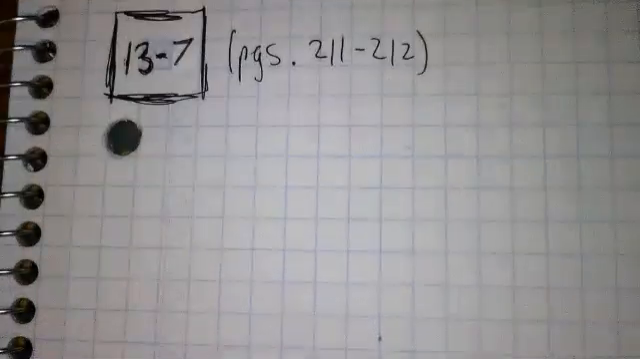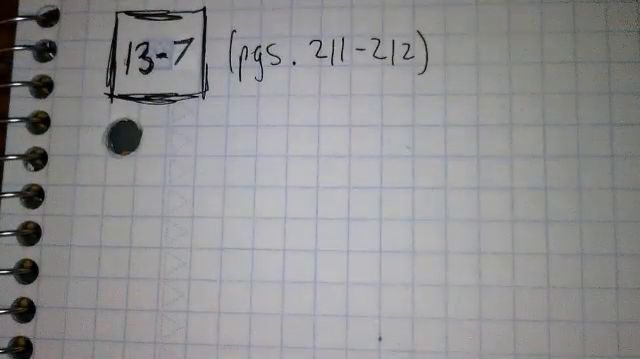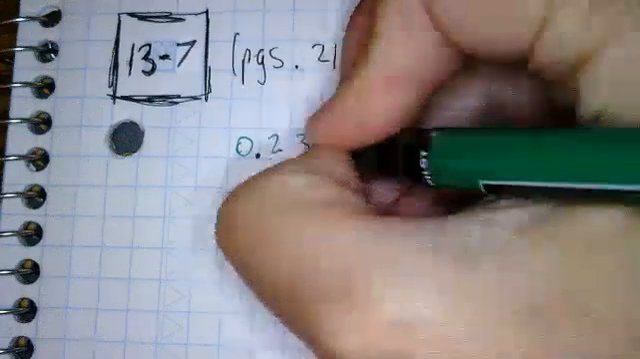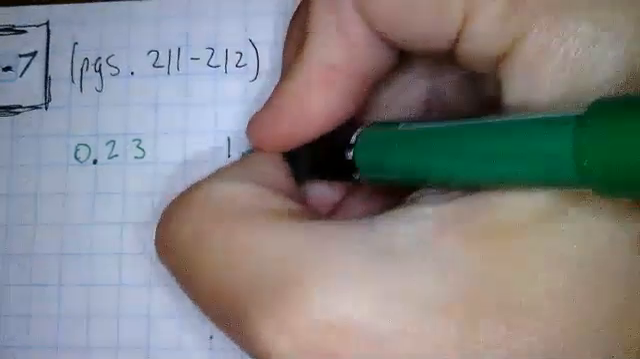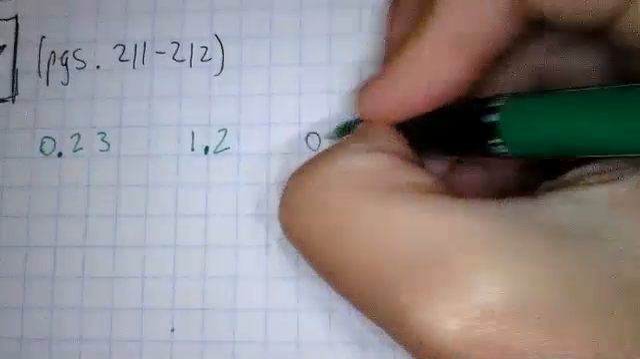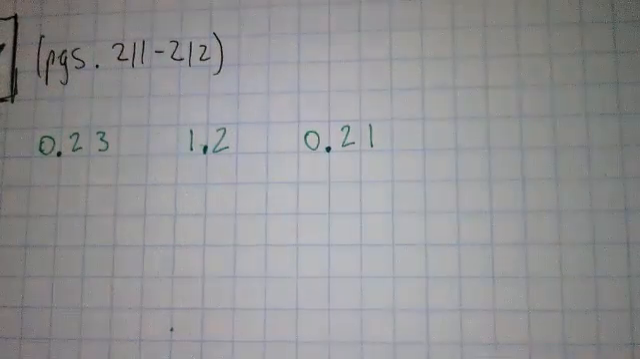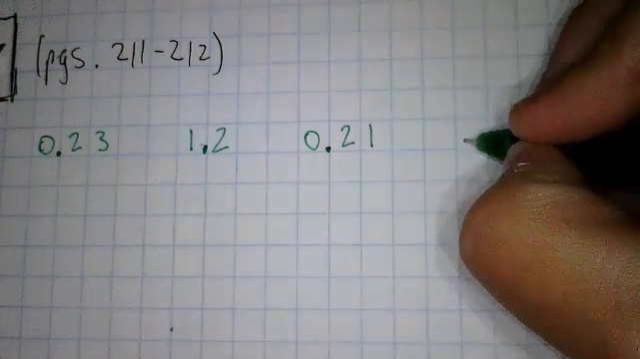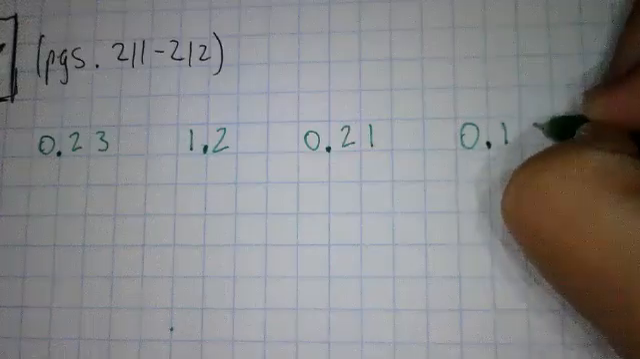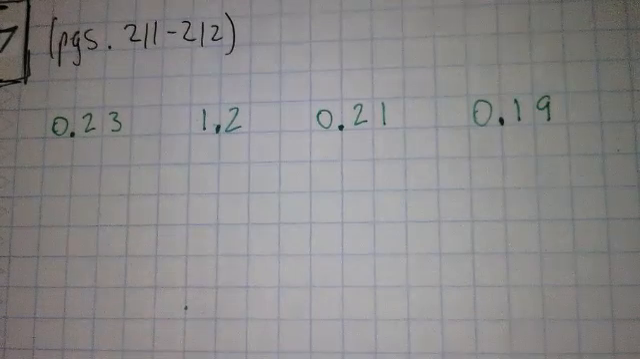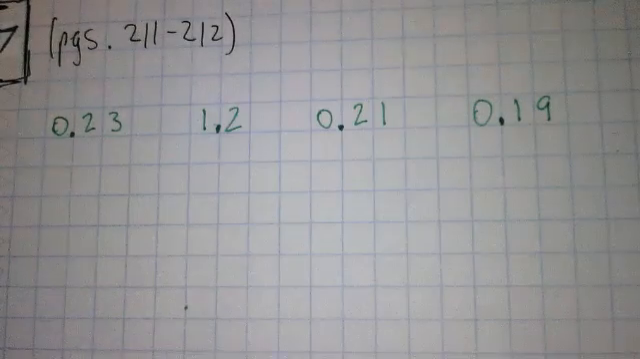So, it gives us some numbers to order. It gives us 4 numbers. It gives us 0.23. All right. 1.2. 0.21. And 0.19. Can you see all those? Yeah, okay. And it wants us to put them in order from least to greatest.